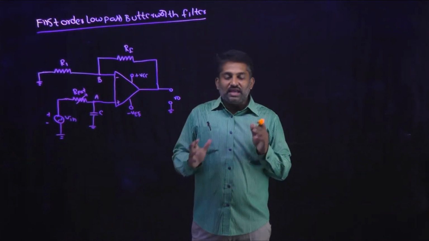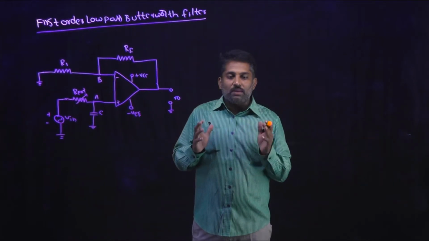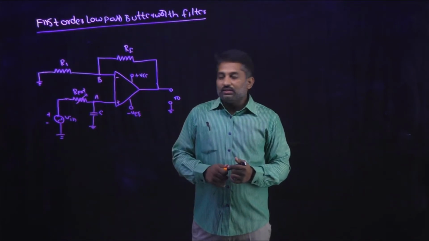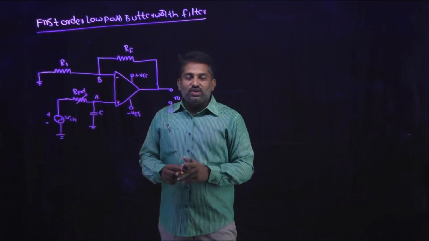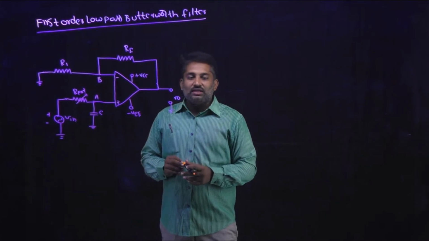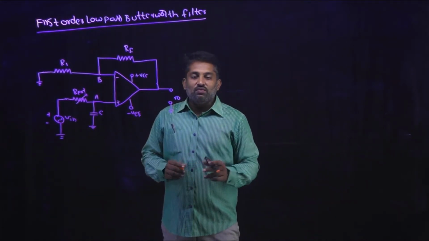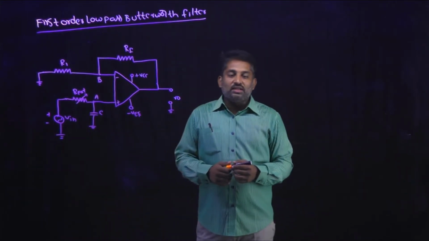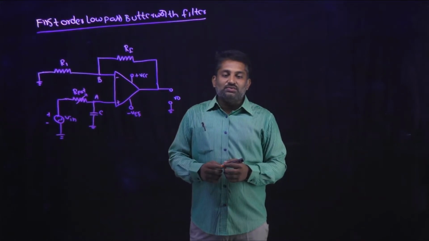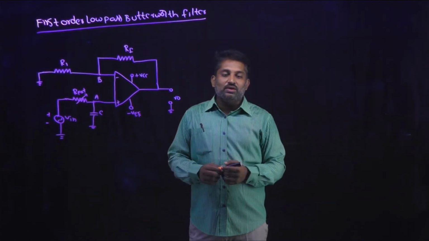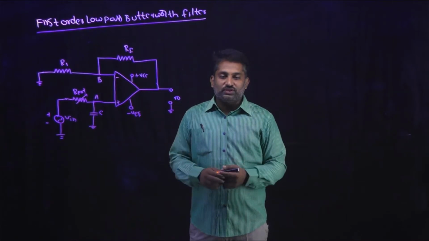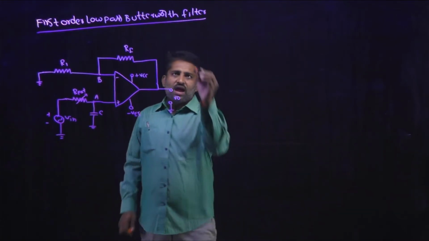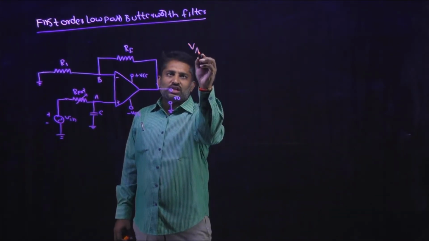Why we are treating it as a non-inverting op-amp is because we are applying the input at the non-inverting input terminal. First we have to calculate the potential at VA. VA will be calculated with the help of R, C and Vin, and the reactance of the capacitance will be taken as XC, which is equal to 1 by 2 pi F C. That is nothing but the reactance of the capacitance.